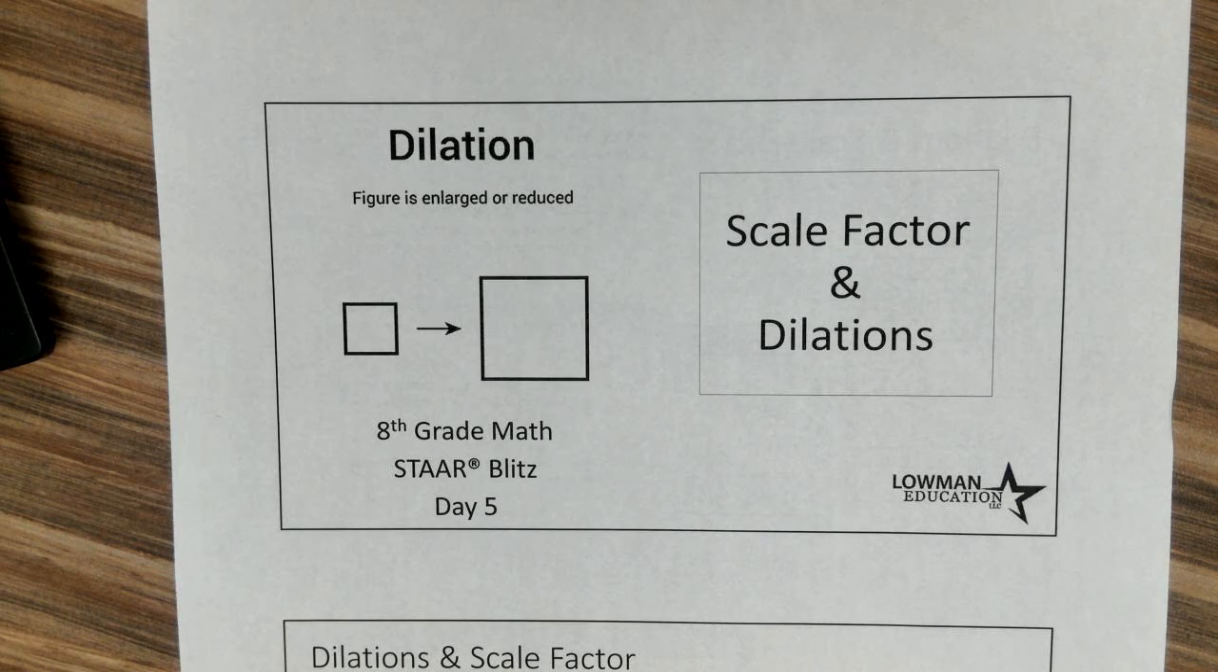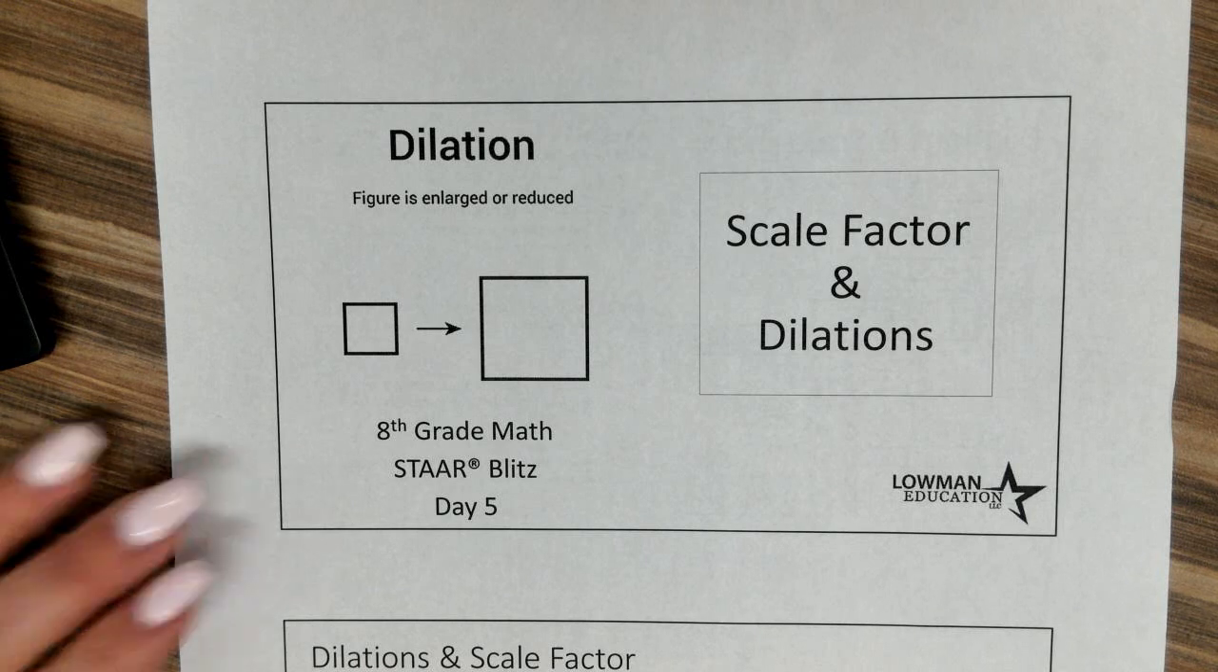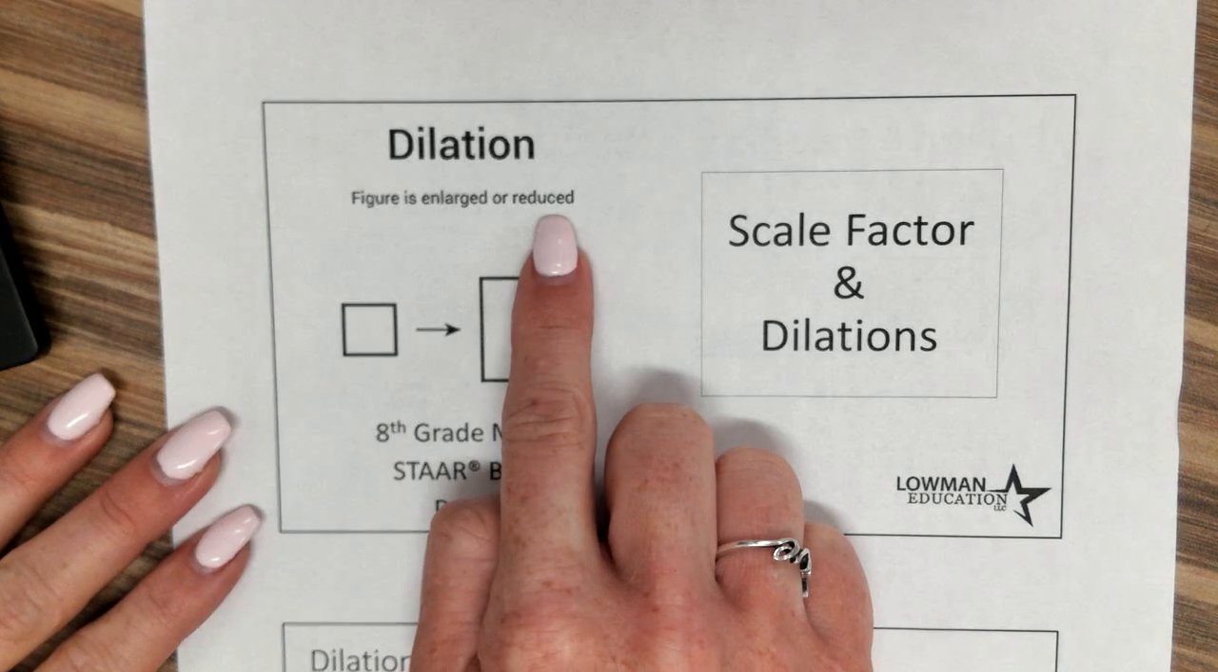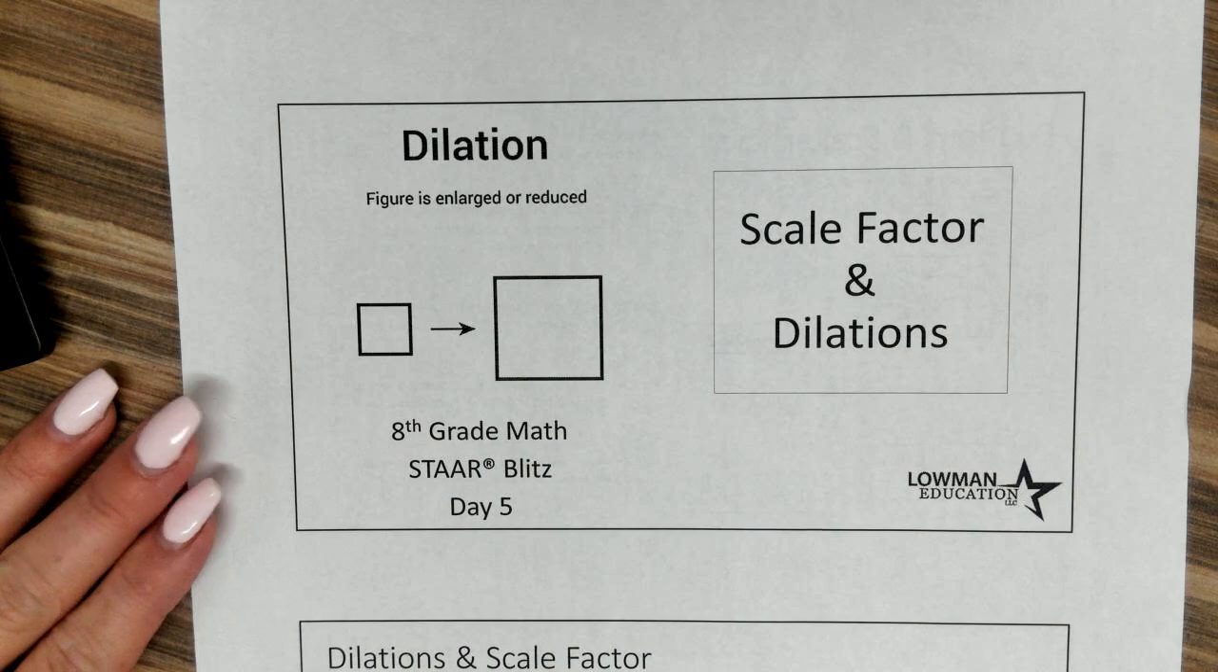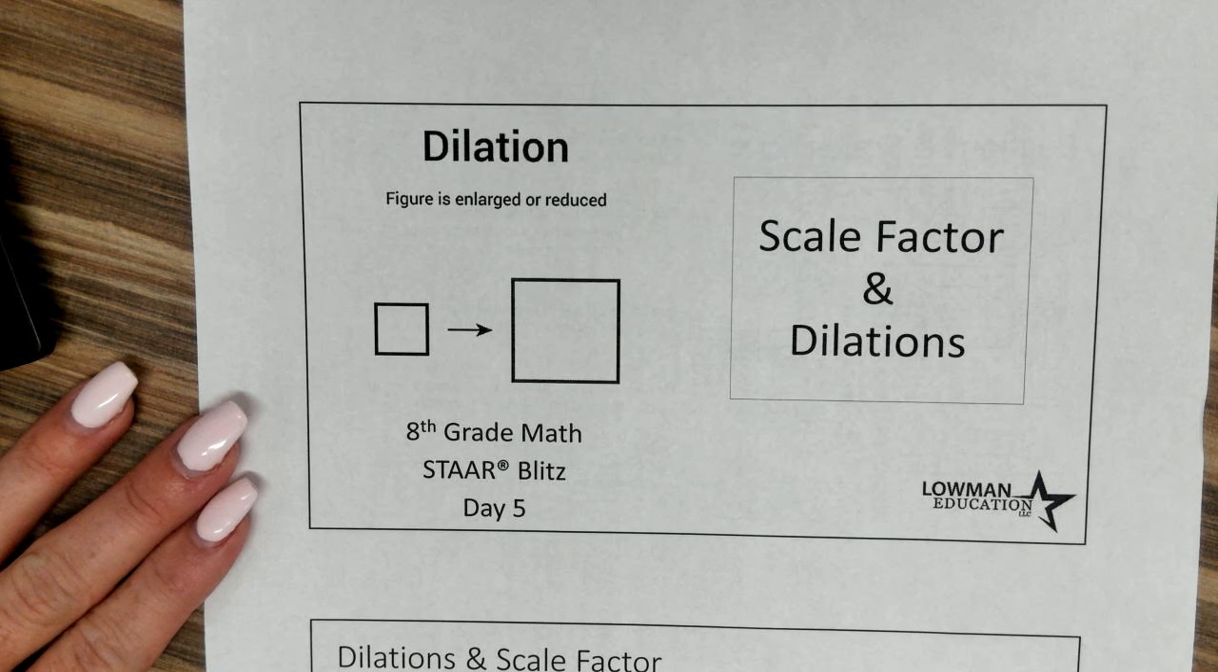Today we're going over dilations. A dilation is a transformation that makes a shape bigger or smaller. The words they're going to use are enlarged or reduced. Those are the words they're going to use. Okay?